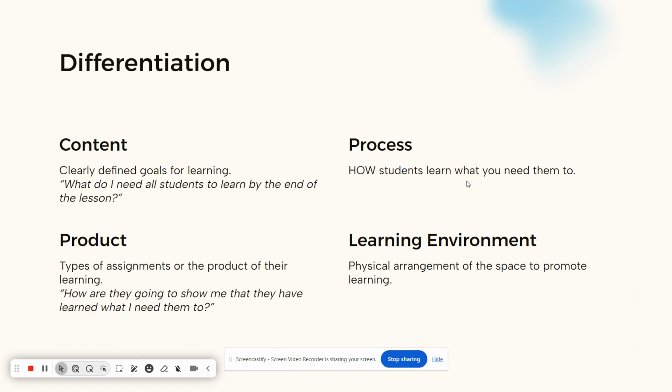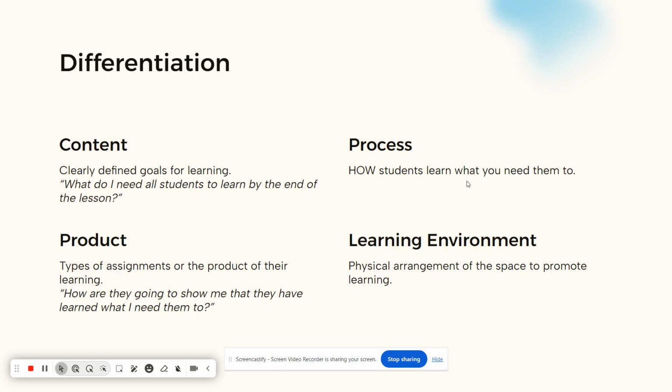So when I talk to my teachers about differentiation in terms of content, what I always try to get them to think about is really defining their goals for learning. When they're planning lessons, the very first question they should ask is, what do I need all students to learn by the end of the lesson? That is probably the most important question when it comes to planning and teaching that you could possibly ask.